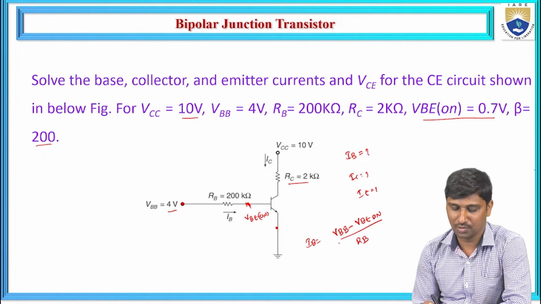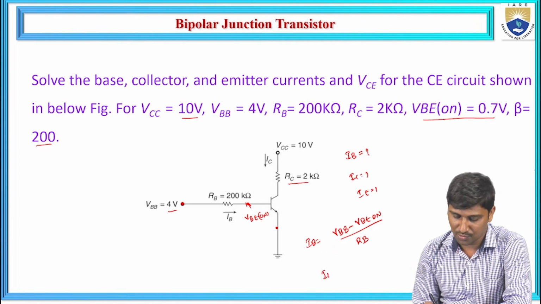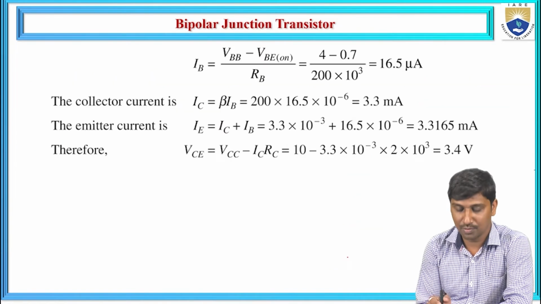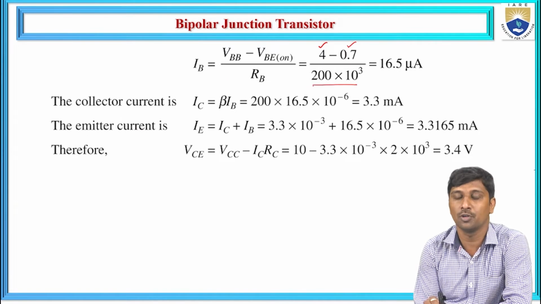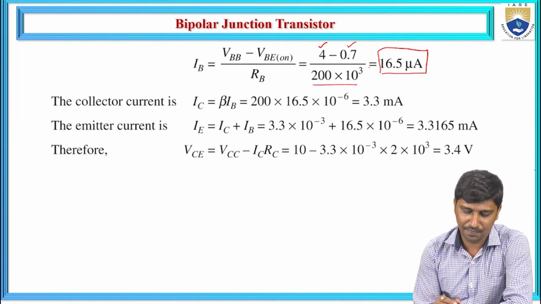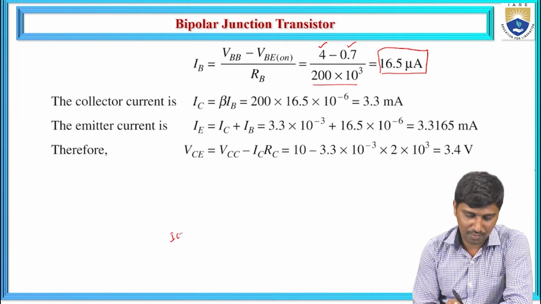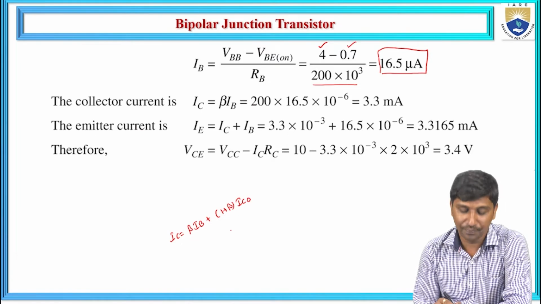So you can substitute. In this case, the VBB value is 4 volts. Here I substitute VBB as 4, and VBE in the problem is given as 0.7, divided by the RB value of 200 kilo ohms. Then we observe the base current is 16.5 microamperes. And again, for the transistor, we know that IC is equal to beta times IB plus 1 plus beta times ICO or ICBO.